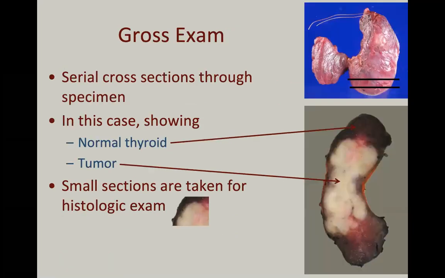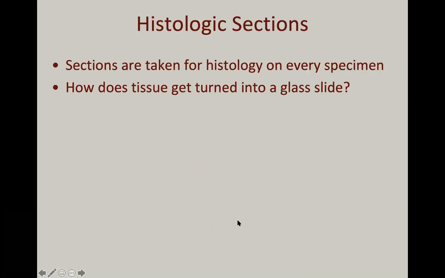So on gross examination, we essentially perform serial cross sections through larger specimens. So in this case, for example, a thyroid, you could see the right lobe, the isthmus, the left lobe is enlarged. When we do those serial cross sections, we see that in this case, there's tumor in the middle, which is white, flanked by normal reddish thyroid on the top and bottom. Because these sections are generally too large to be processed, we have to take smaller sections for histologic examination.